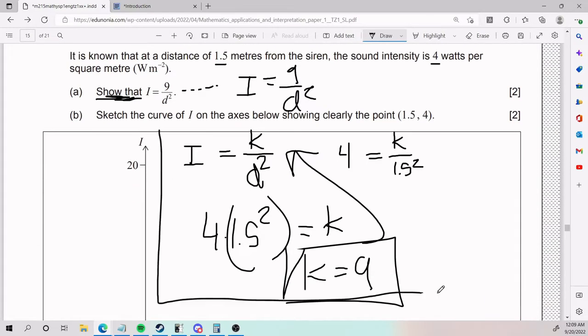It's with these steps shown below. You cannot plug in, I insist, you cannot plug in 1.5 and 4 watts immediately. You have to do the k thing. You have to show how you figured out that this 9 is 9.